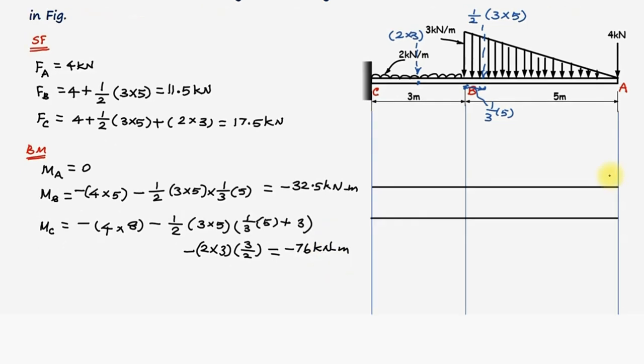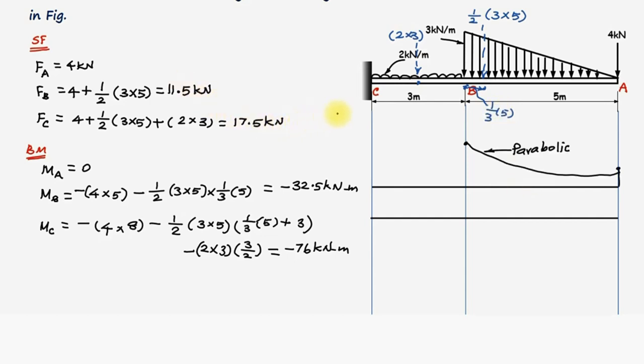Now let us draw the shear force diagram. Shear force at the point A is 4 kilonewtons. Let us say this is the magnitude of 4 kilonewton. Just let us join this. Shear force at the point B is 11.5 kilonewtons, somewhere else here. Between the point A and B, there is a triangular load. Therefore, this will be a parabolic curve.